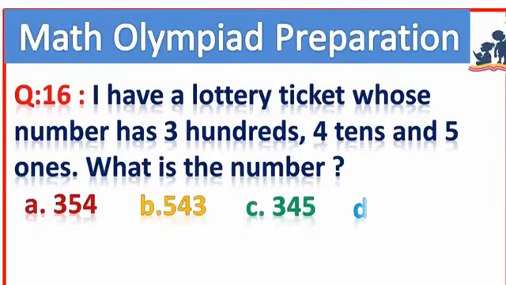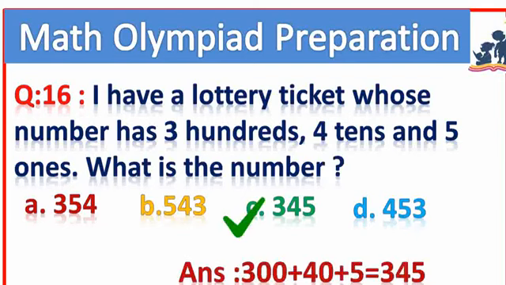Question number 16. I have a lottery ticket whose number has 3 hundreds, 4 tens and 5 ones. 345. Very good. Then the number will be 300 plus 40 plus 5 is equal to 345.